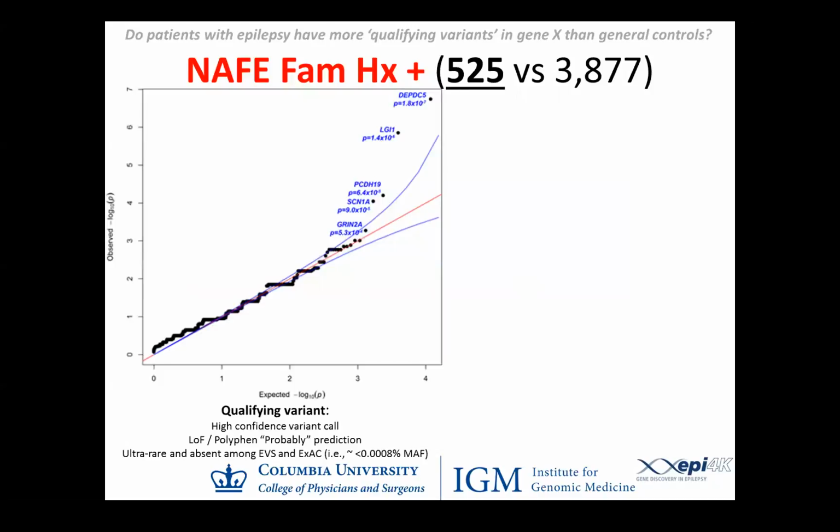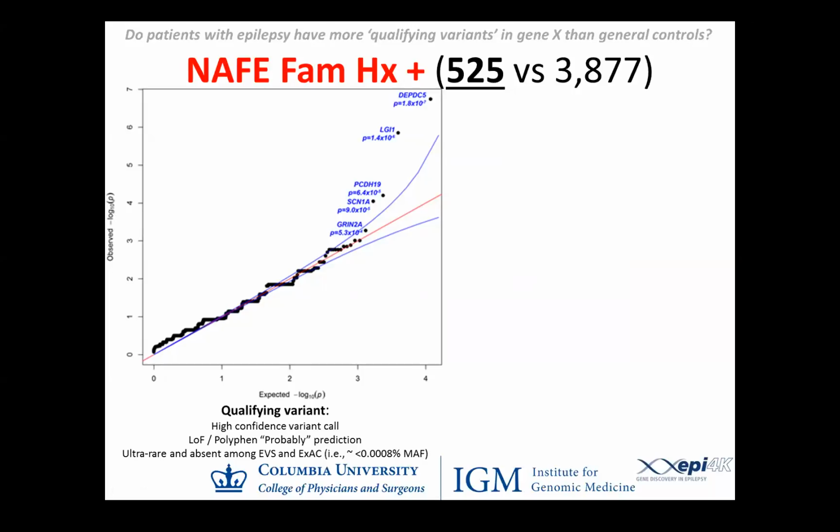So in terms of the results, when we looked at the non-acquired focal epilepsies, again, this is just 525 cases, but we were able to identify two genes that were genome-wide significant. DEPDC5 and LGI1 were significant after correcting for the roughly 18,000 genes tested. So the adjusted alpha is about 2 to the -6, and both were below that. Both these genes are well-established focal epilepsy genes. So in terms of novelty, we're not implicating new genes here.